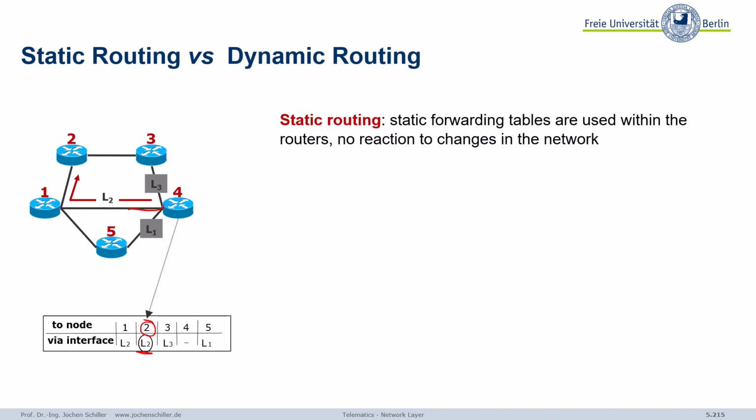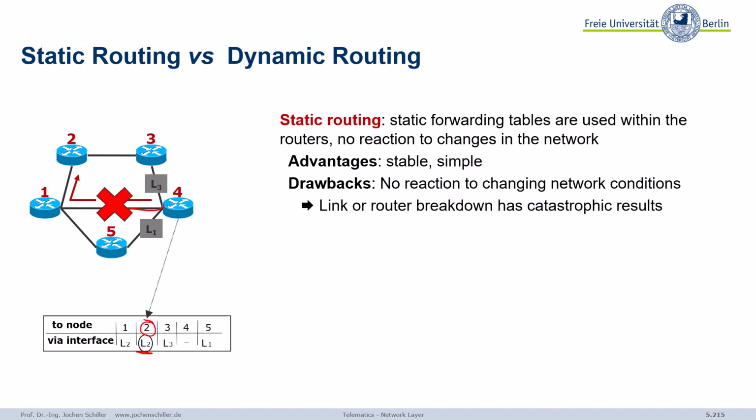As simple as this is, there are some advantages, yes, but also big drawbacks. What happens if a link breaks down? If a router breaks down? Well, you cannot react. You have fixed programmed tables. So this is why we don't use static routing.